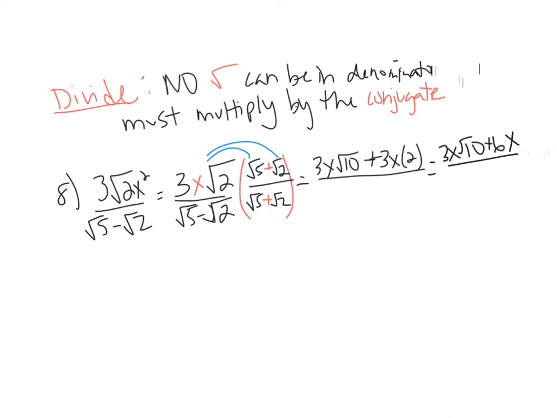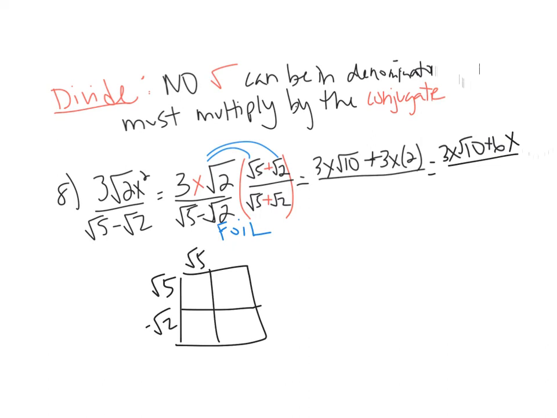Let's take a look at that denominator. Notice the denominator, I have a binomial times a binomial. Well, if I have a binomial and a binomial, I'm going to have to FOIL. So how do I FOIL? I like to draw a box. I have a root 5 with a negative root 2, and I have a root 5 with a positive root 2. And the box tells me exactly how to multiply. Root 5 times root 5 is root 25, which is just 5. Root 5 times root 2, 5 times 2 is 10, so root 10. Negative root 2 times root 5 would be negative root 10. Negative root 2 times root 2 would be negative 2.